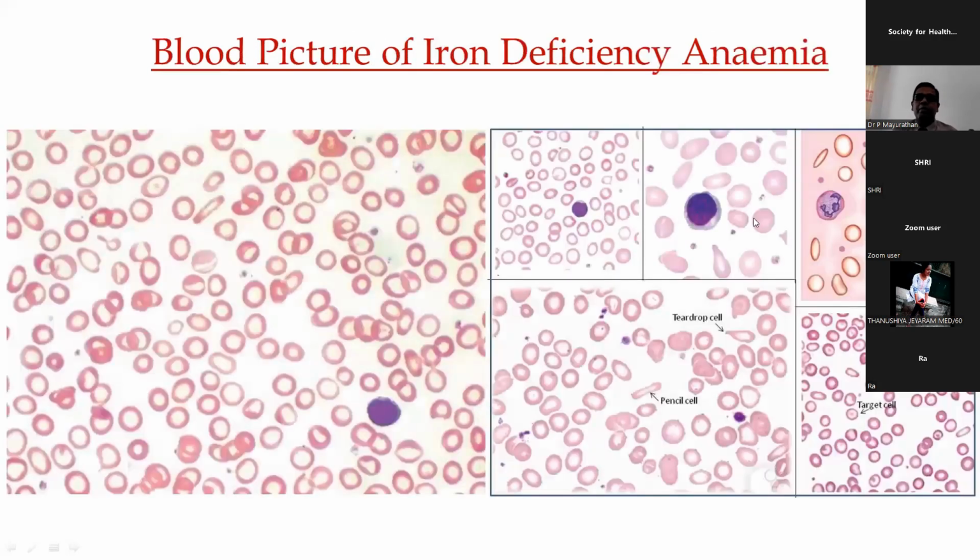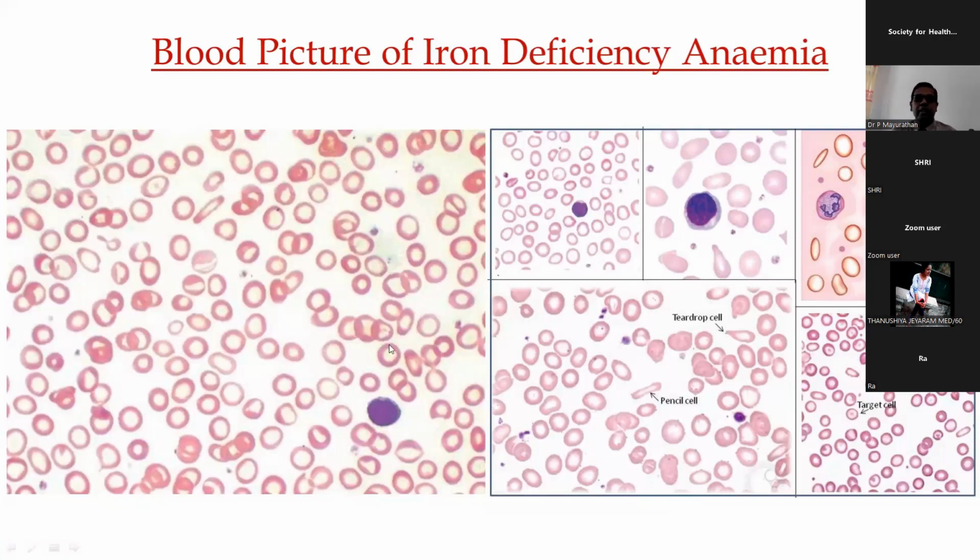If you see the blood picture of iron deficiency anemia, you can see these are hypochromic microcytic cells. In addition, there may be a few teardrop cells, not many teardrop cells. There may be pencil-shaped cells. There may be one or two target cells, not many. So those are highly suggestive of iron deficiency anemia. You can see the small dots are platelets and the white cells all are adequate in this blood picture.